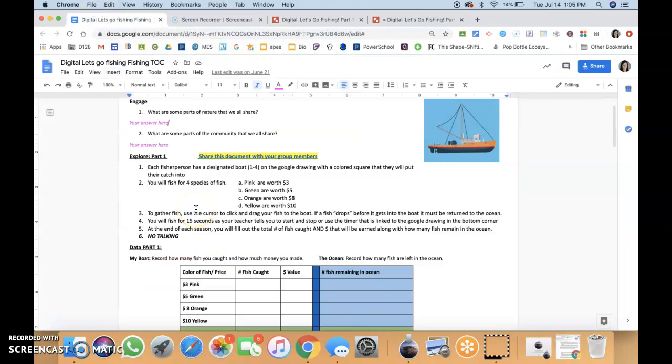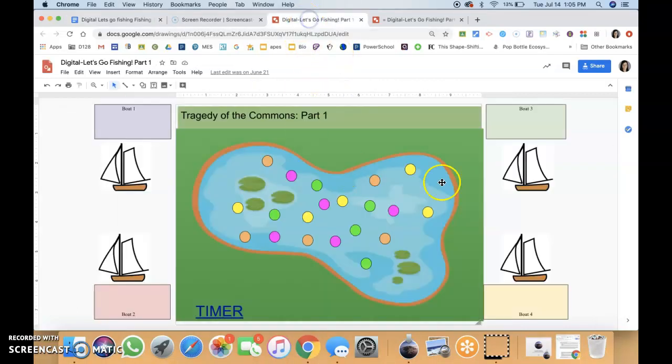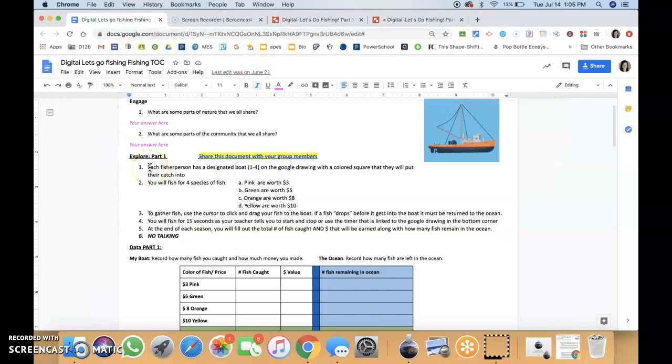So the way that this activity is going to work for part 1, each person is designated to a boat 1 through 4 on the Google drawing, and they're going to put their fish that they have caught into their boat. So you're just going to drop the little dots that you guys click and drag over into your boat. You have 4 fish species that are available. There's the pink, the green, the orange, and the yellow, and they're each worth different values. The pink are $3, green is worth $5, orange is worth $8 at the market, and yellow is going to be worth $10 at market.